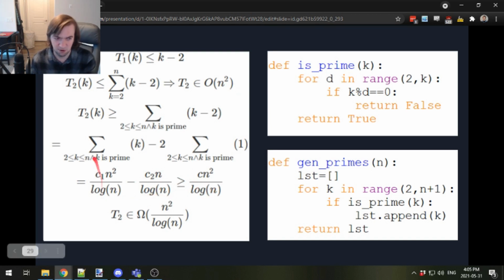you can have that inequality hold. So what we've shown here is that the runtime of this is greater or equal to c times n squared over log n, which means that it's in big omega of n squared over log n, which is a different bound from our big O of n squared, meaning that there is no tight theta bound for this code.